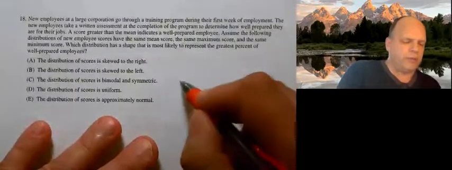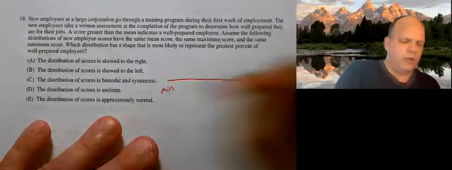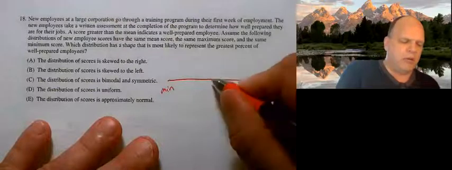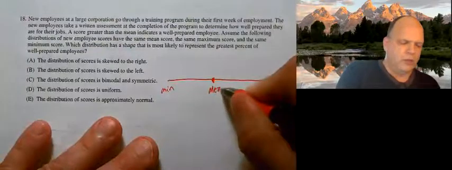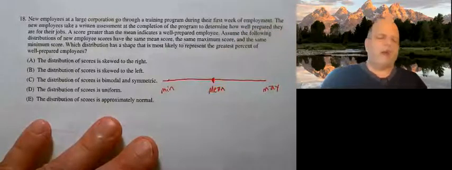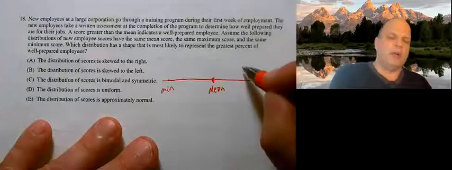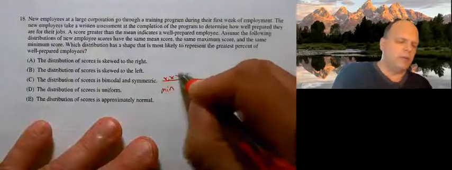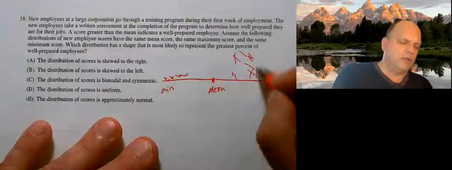Well, let's consider this. Here's my min value. Here's my max value. And let's just put our mean almost in the middle. As close to the middle as I can get it. I guess I should sit down a little bit. Well, if I have more values up here, I have more prepared people. So I want as few as possible down here. So I want this small and I want this with a lot. So what's that shape?